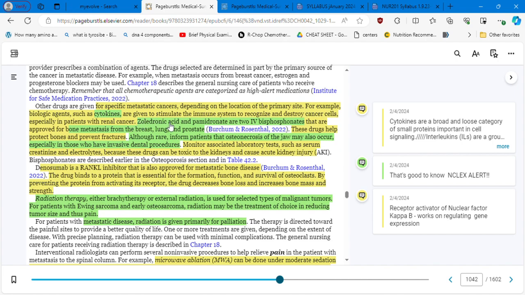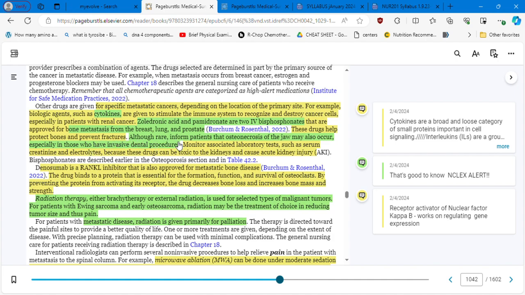Zoledronic acid, remember this is given IV, and pamidronate are IV bisphosphonates, we reviewed this before, that are approved for bone metastasis from the breast, lung, and prostate. This drug helps protect bones and prevent fractures.